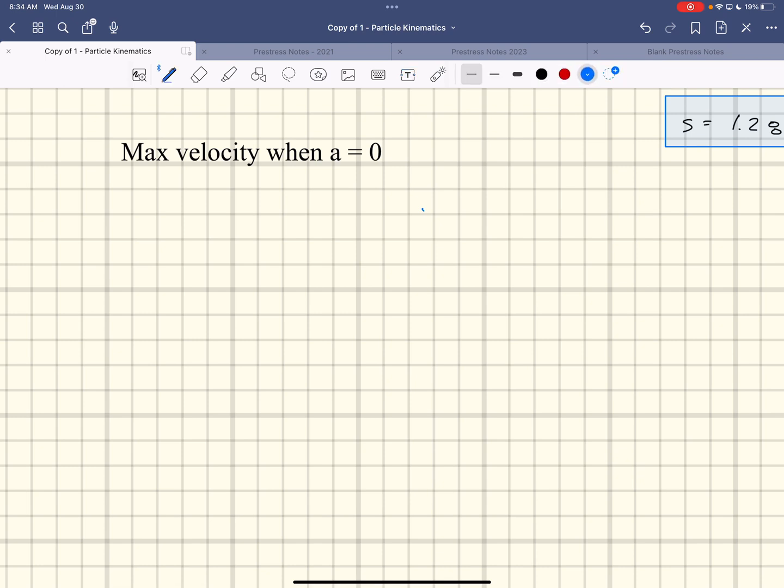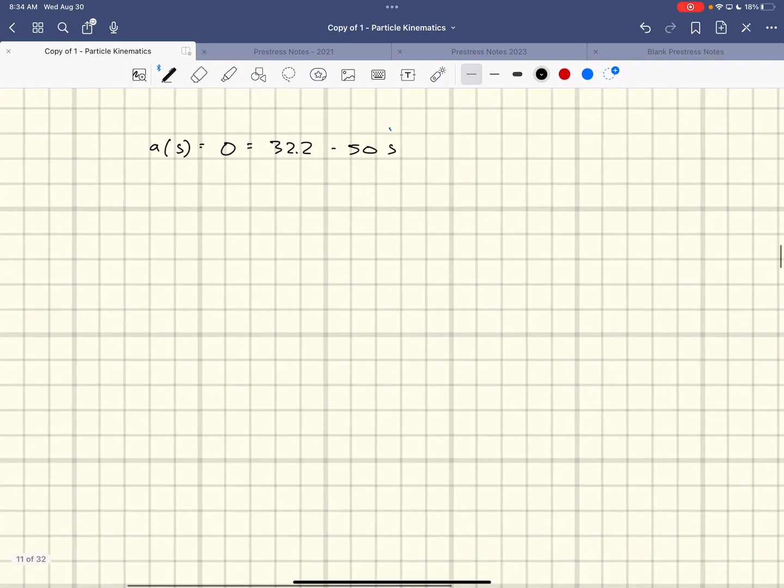Okay. And so we have the acceleration equation already. It was given to us, acceleration as a function of position. We're going to set that equal to 0. That's 32.2 minus 50s, solve for s. S ends up being equal to 0.644 feet. Right? That's not the answer. That's the position when the acceleration is going to be equal to 0.